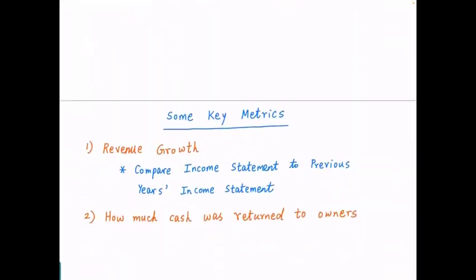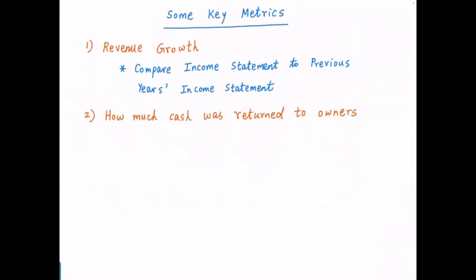Now, suppose you want to figure out how much cash was returned to owners of the company. The main purpose of a company is to make profits and return cash to its owners, right? Companies run for the benefit of the owners of the company. So if I want to figure out how much cash was returned by this company to its owners in the last 1 year, say, how do I figure that out?